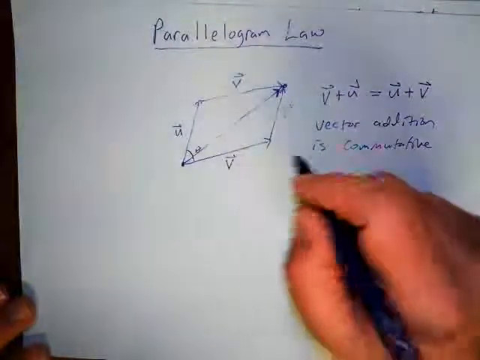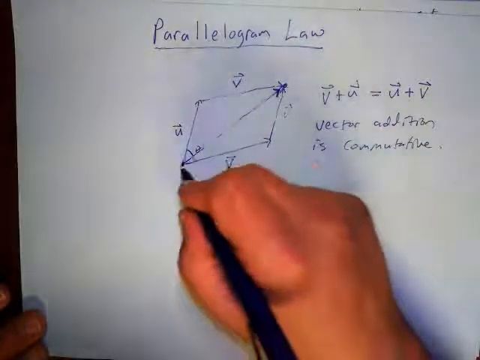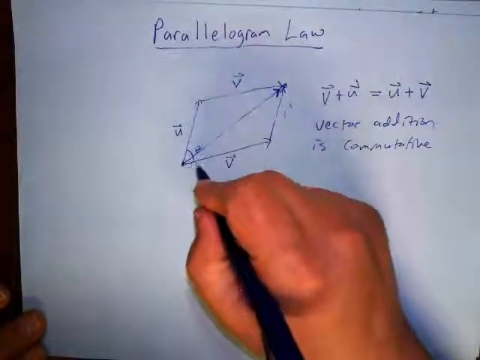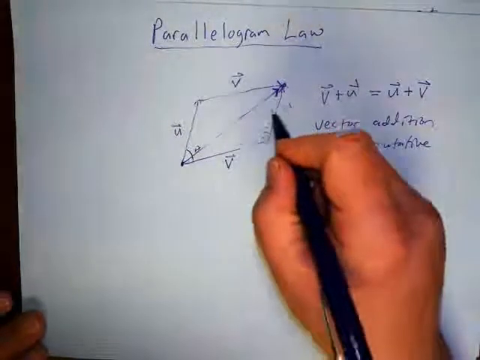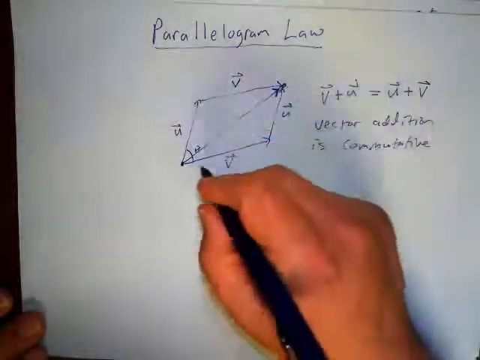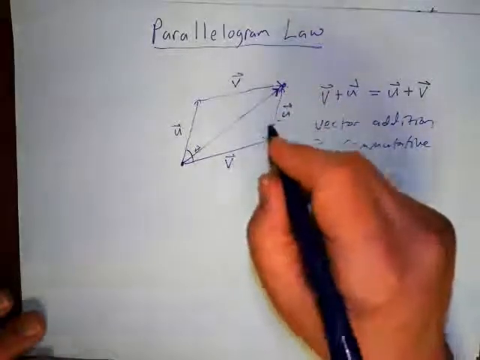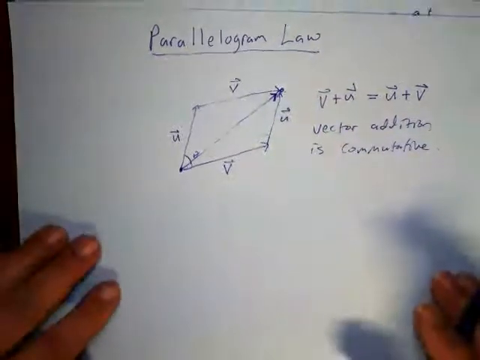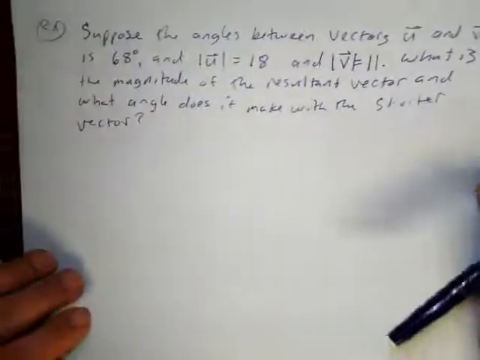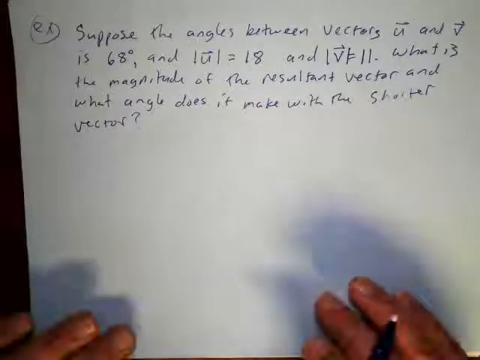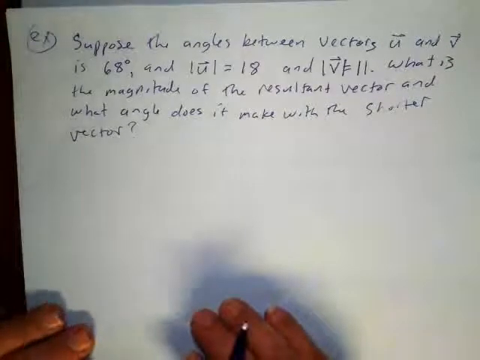And then the sum of the angles is 360 degrees. You're going to be able to use that to find this angle here. And then you're going to use the law of cosines to find the diagonal, and then the law of sines to find the angle, just like we did in the previous example. So let me give you an example of what a problem might look like.